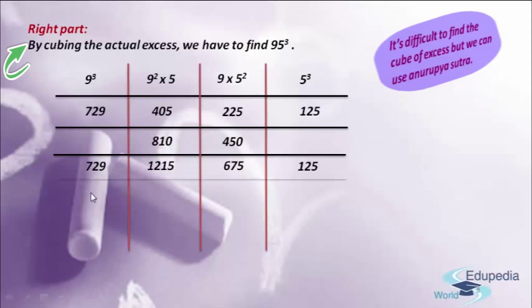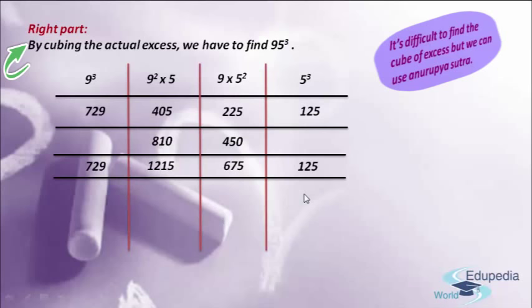Now let me place one more horizontal bar. So friends, I think you know that here we are finding the cube of a two-digit number, that is by using Urdhva Tiryagbhyam Sutra. So therefore, in the second part, in the third part, and in the fourth part, we should have only one digit. Whereas in the first part, we can have as many digits as we want.